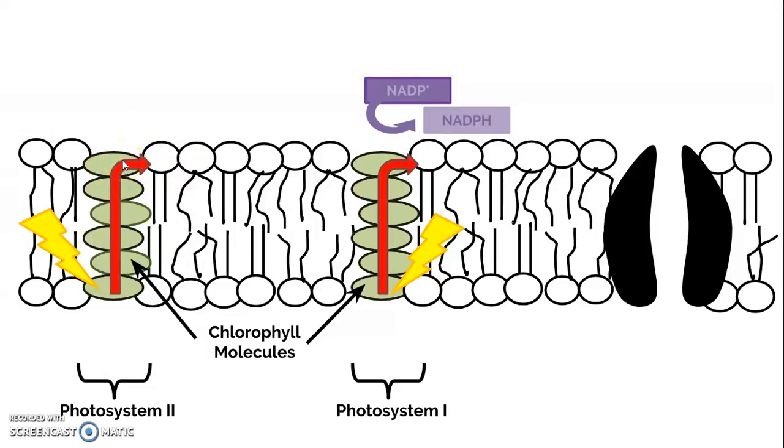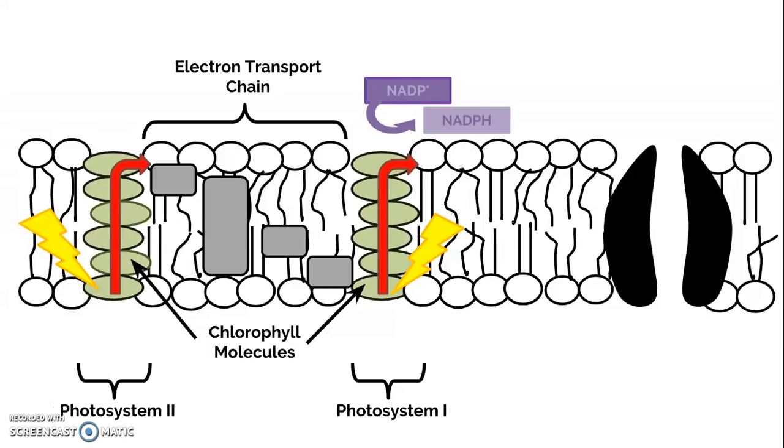There's not actually a carrier that's going to take it away. Instead, it's going to travel through the phospholipid bilayer in a series of passes, almost like one would play hot potato. There's a bunch of transmembrane proteins embedded between photosystem 1 and photosystem 2 that make up something called the electron transport chain.